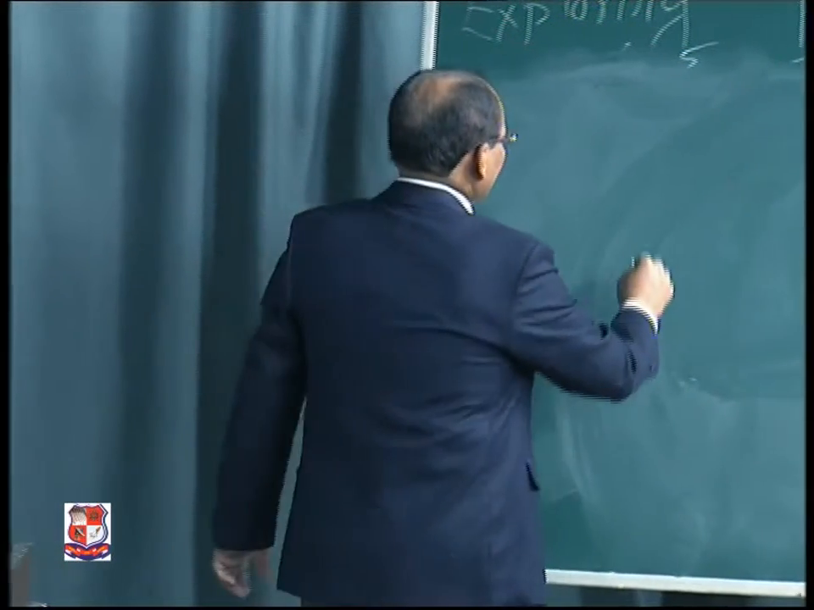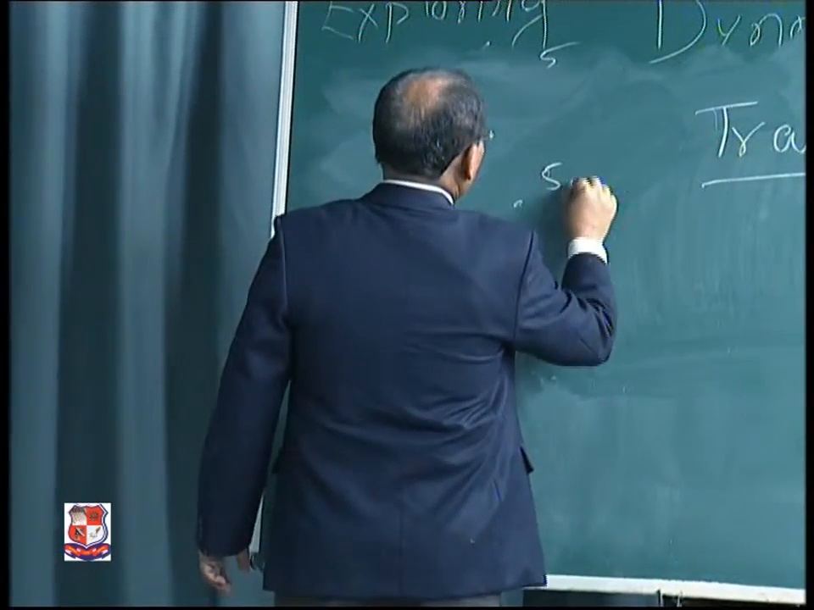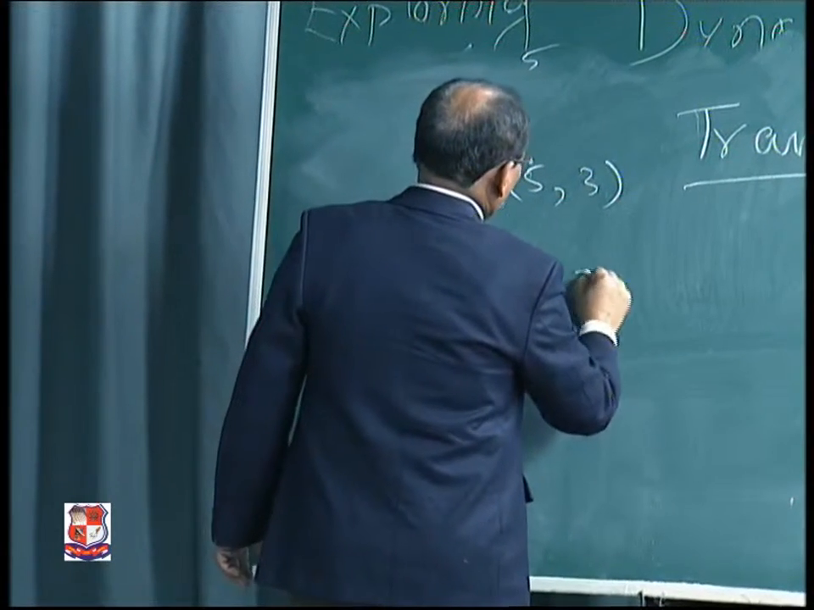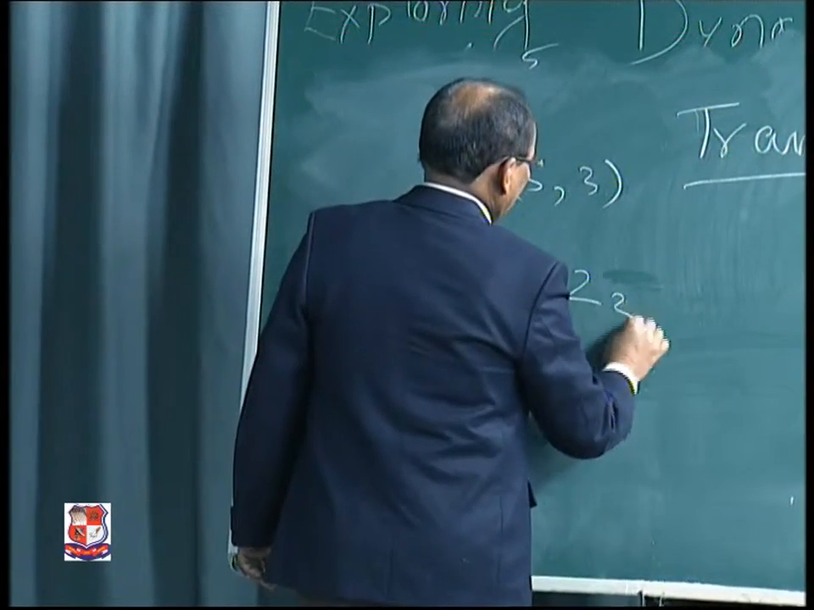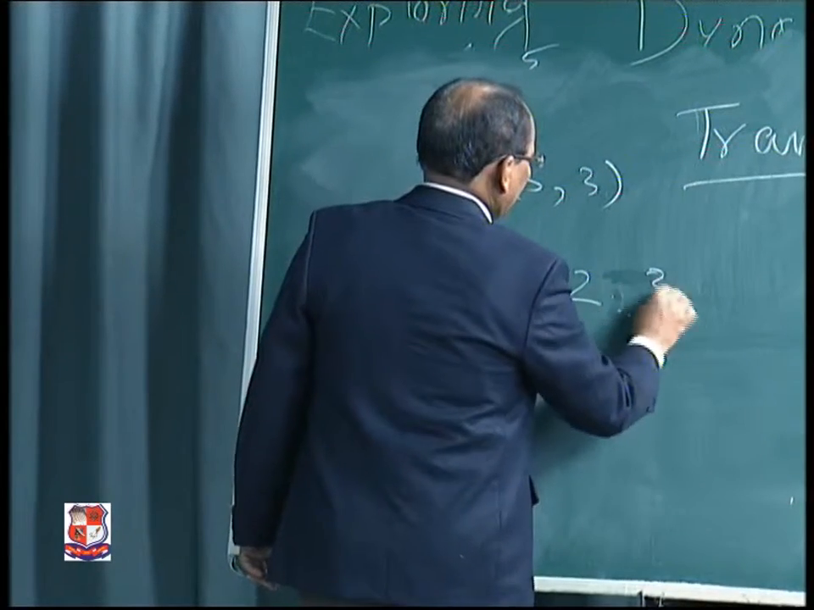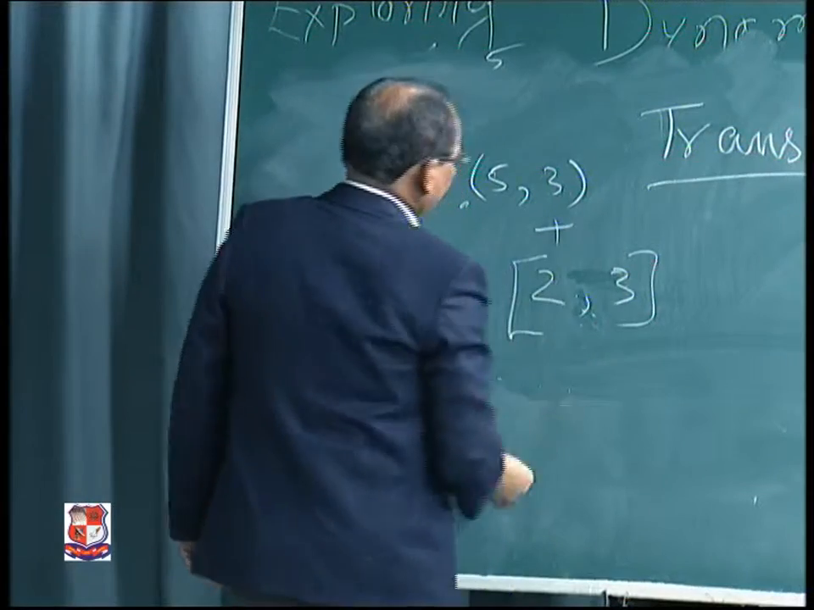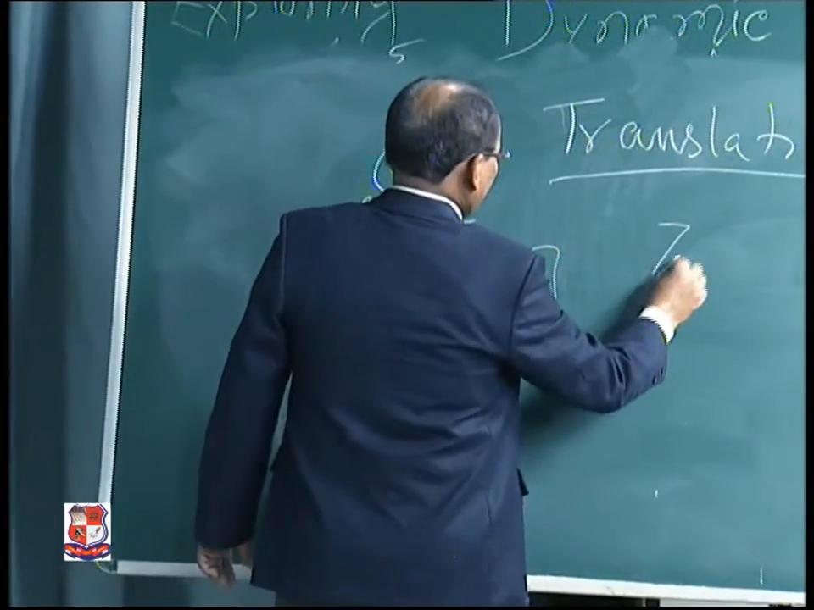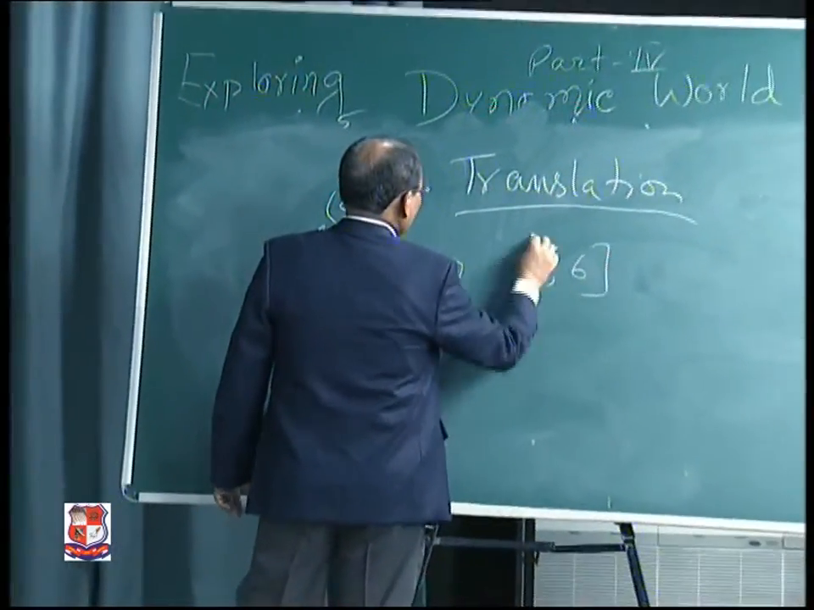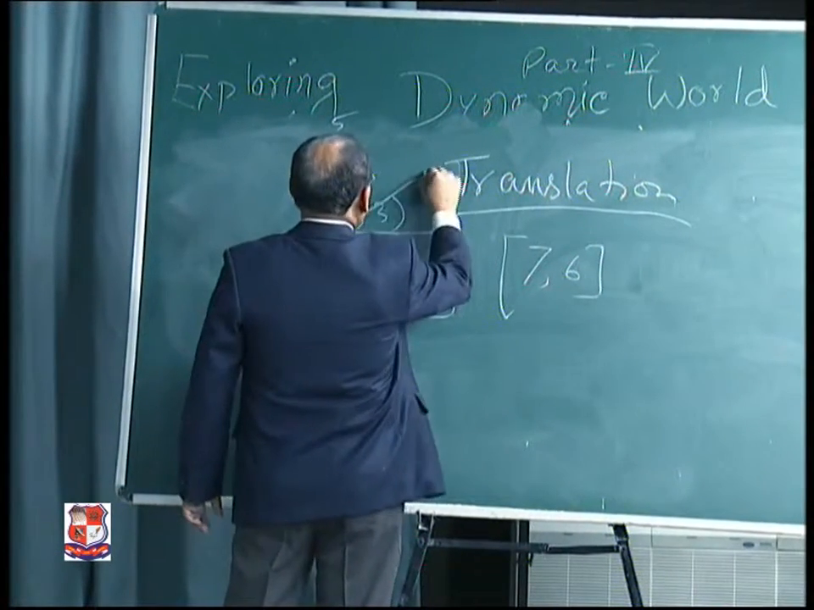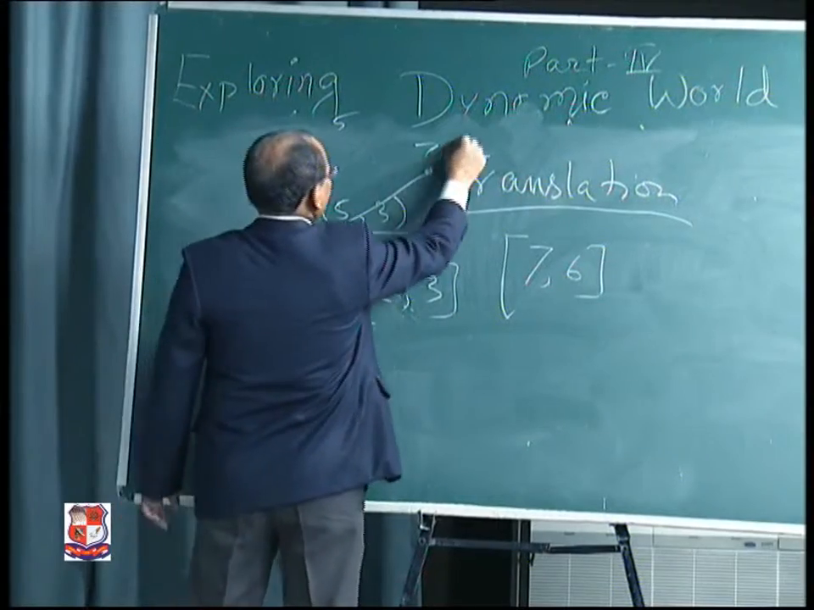So, suppose you have a point here, 5 and 3, and you add another matrix, suppose 2 and 3. You just add it. So, what you will get is 7 and 6. It will come to somewhere here, it will go somewhere there, 7 and 6.